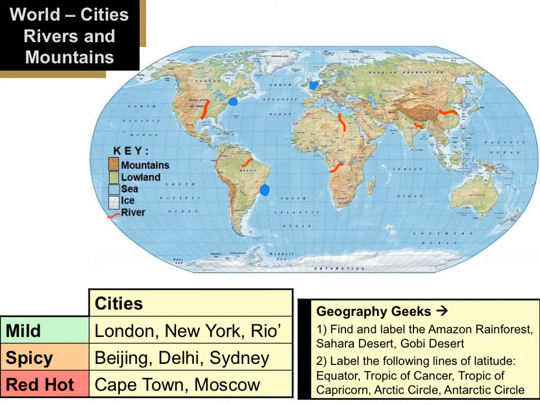Then we have Beijing, that's in China. We have Delhi, that's in India. We have Sydney, that's in Australia. We have Cape Town, that's in South Africa. And we have Moscow, that's in Russia. So if you need to go through those again, feel free to go back and watch that bit again if that was a little bit quick for you.